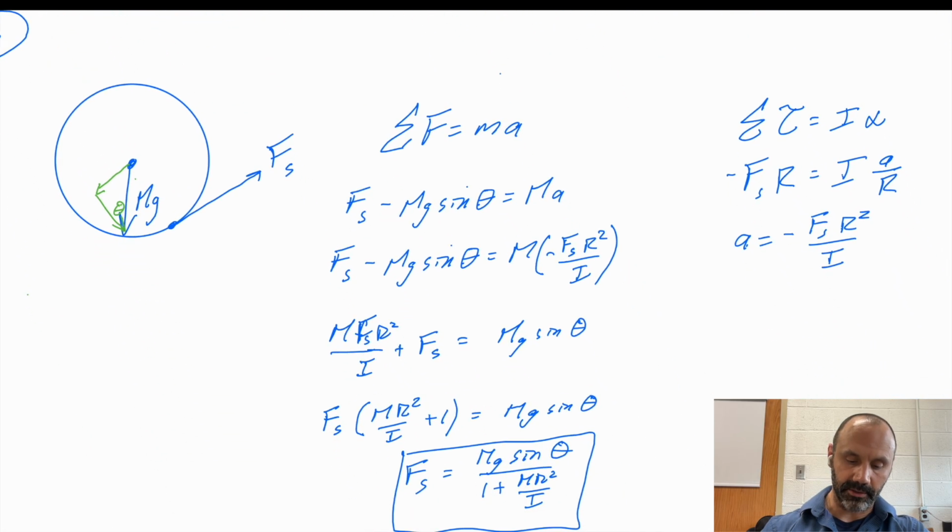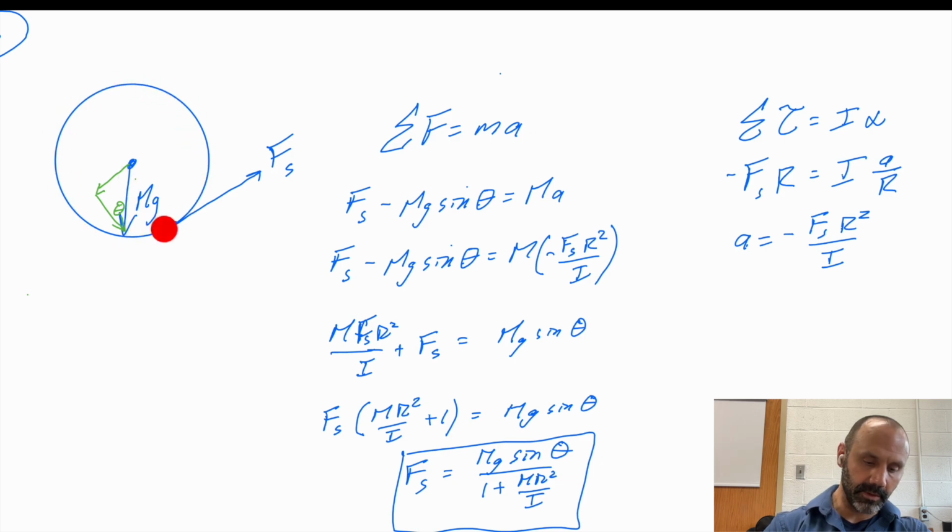The next thing they ask us to do is to find an expression for the static friction force using I, M, R, theta, and any other physical constants, like, for example, the acceleration due to gravity. Always start with a good force diagram.